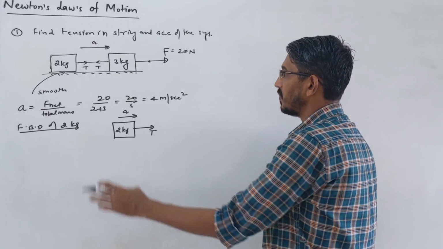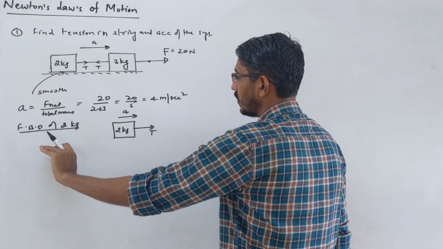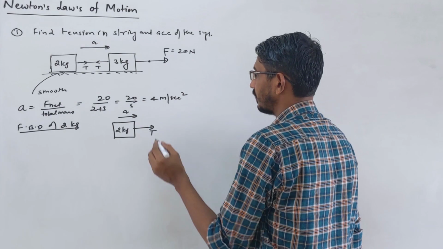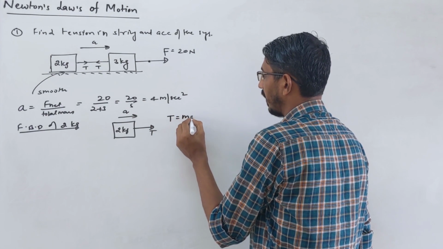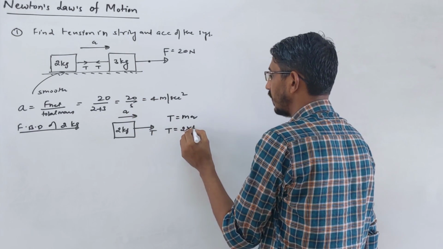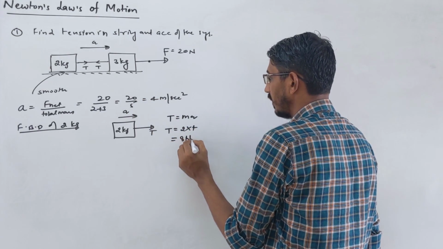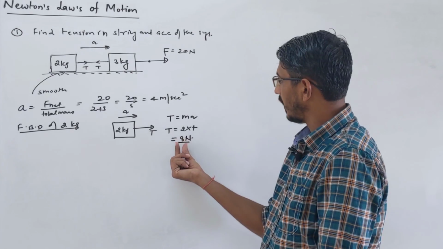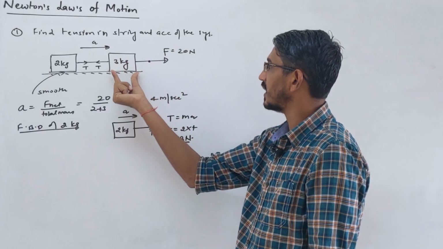If friction was here, friction will act in the opposite direction, so you can write F in this direction. So T is equal to simply ma. M is given as 2 kg, acceleration we found as 4, so this becomes about 8 Newton. Same answer you will get if you use this as FBD.